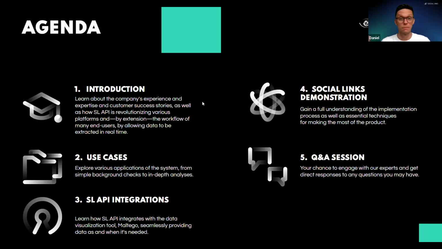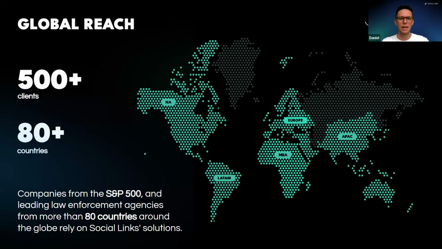So, about Social Links. I'm sure some of our attendees already know about us, but in general, Social Links is a company that provides open data. At the moment we have more than 80 countries in our portfolio and more than 500 customers. I'm sure our capabilities will be relevant to you because we have customers from really different parts of the world and different use cases.